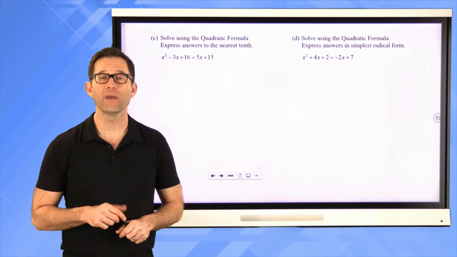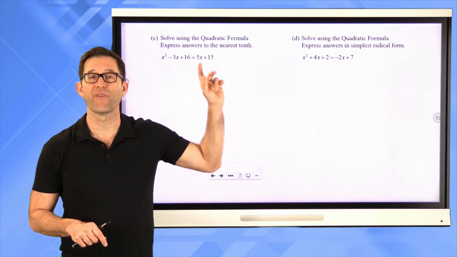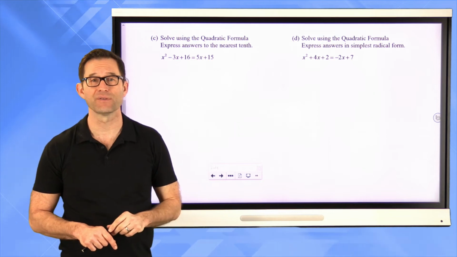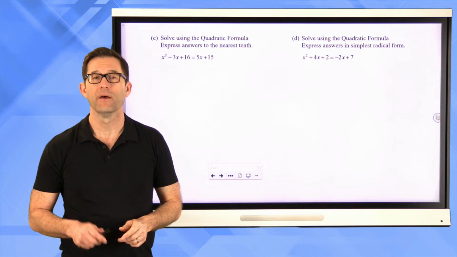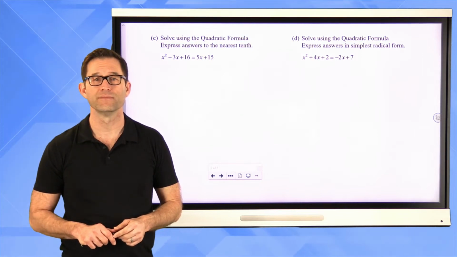So pause the video now and see if you can work through this, finding two answers accurate to the nearest tenth. Obviously, you'll need your calculator in order to do that at some point. Pause the video now and see if you can work through this.